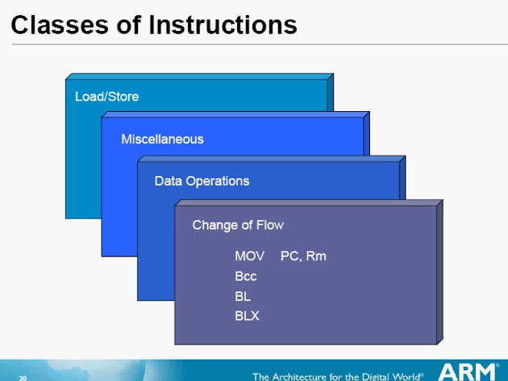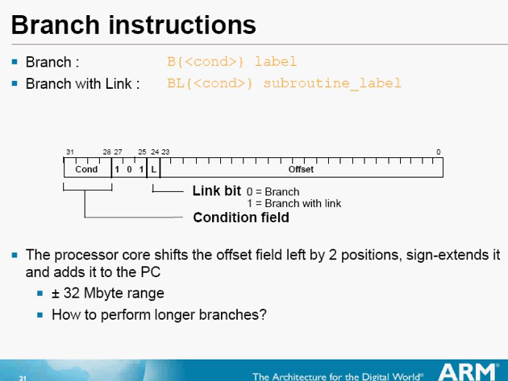Classes of instructions. These are the classes: load, store, miscellaneous, some data operations, and change of flow. So here, branch instructions. A branch instruction is like B condition and label, BL condition and subroutine label. This one has a conditional field, bits 31 to 28, and then the link bit. Bit 0 is branch. If it's 1, then it's branch with link.